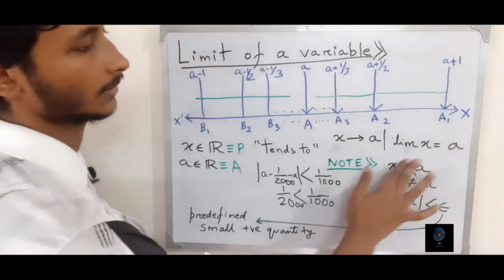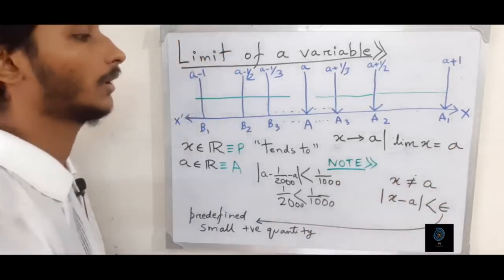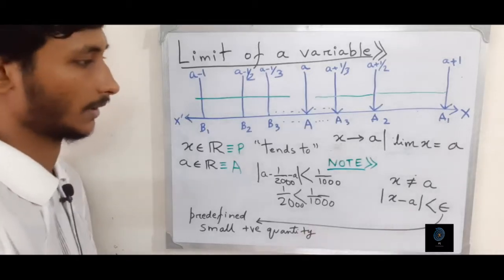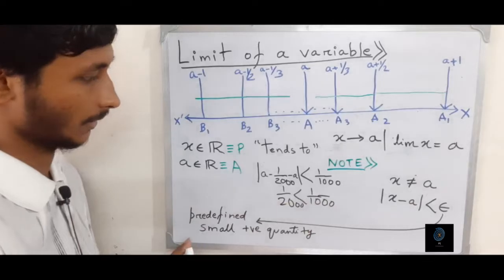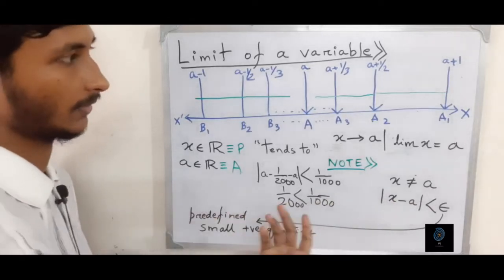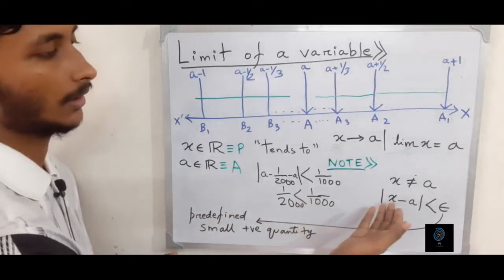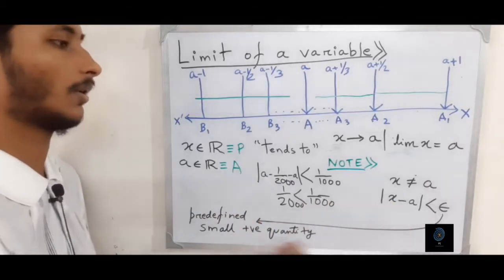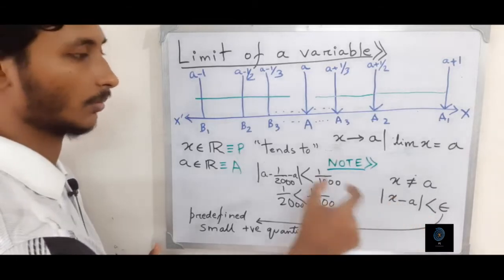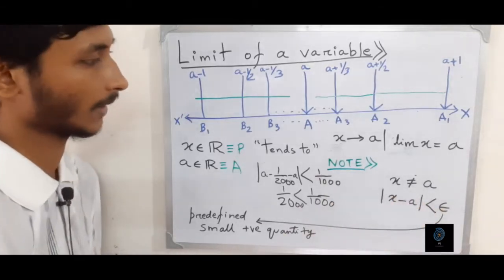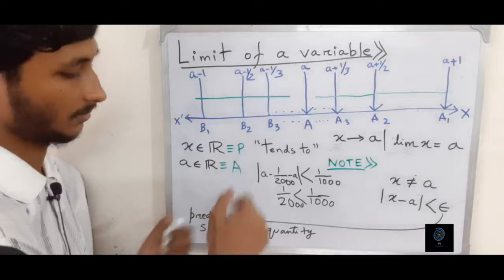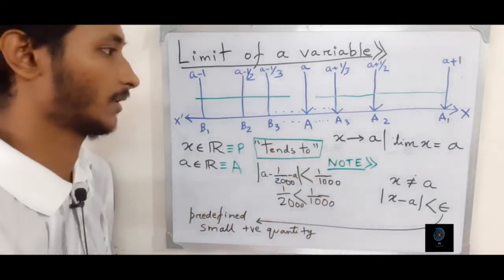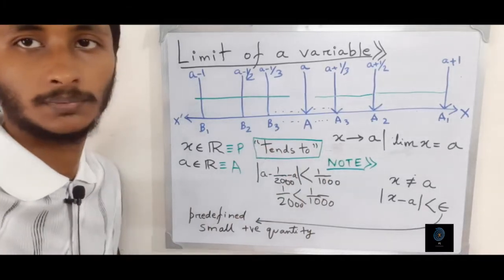In that case, x is not equal to a, and similarly, the absolute value of this difference, that is x minus a, is less than epsilon. Either you take from the left hand side or from the right hand side, that is, either you take x as smaller values of a, or you take x as larger values of a, we can always make this absolute difference smaller than some predefined small quantity epsilon. You need to know the meaning of this phrase tends to very well to understand the chapter limits. So we will move on to an example now.